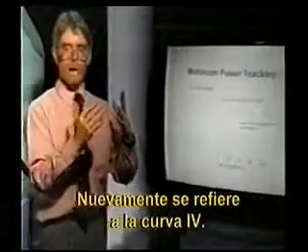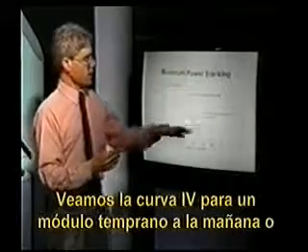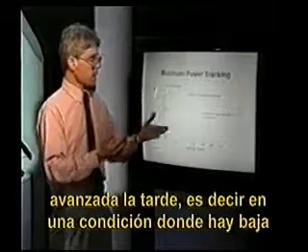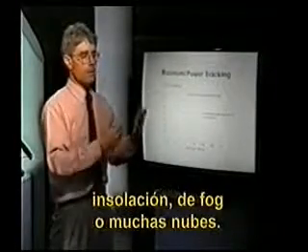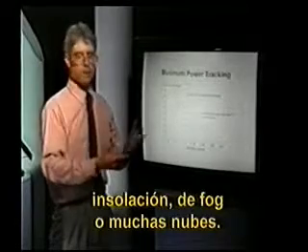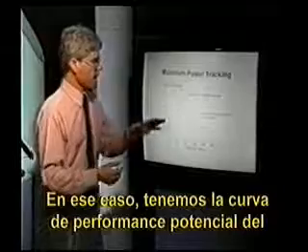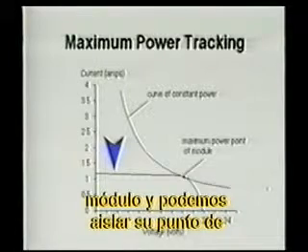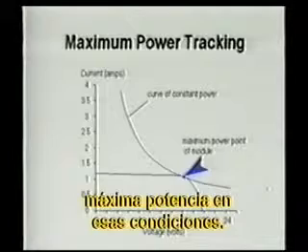It again refers back to our IV curve. Let's look at the IV curve for a module early in the morning or late in the afternoon. In other words, in a condition where there's low insolation. This could also be a condition where there's a great deal of fog or overcast skies. In that case, we have our module potential performance curve, and we can isolate the maximum power point of that module under those conditions.